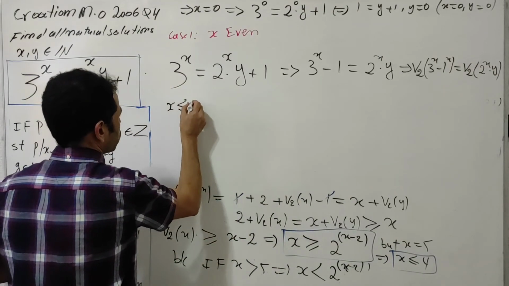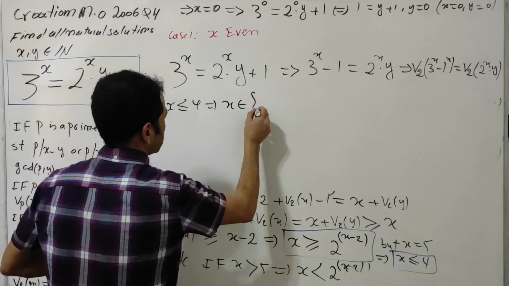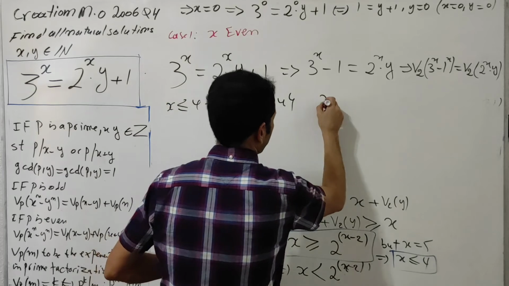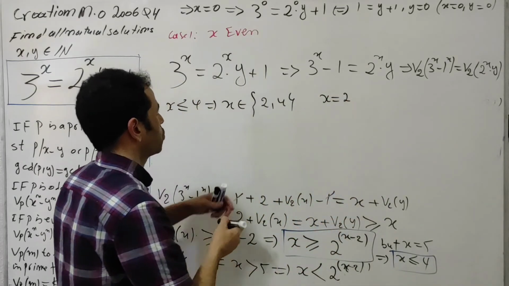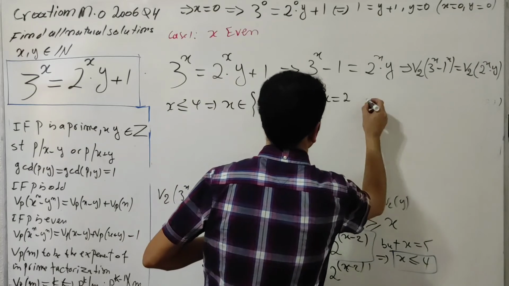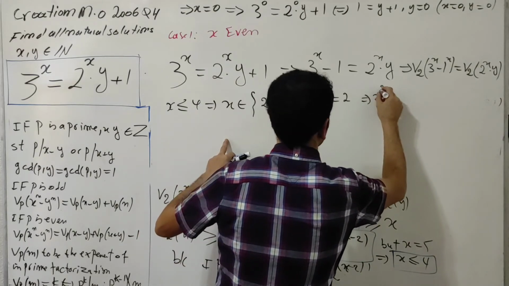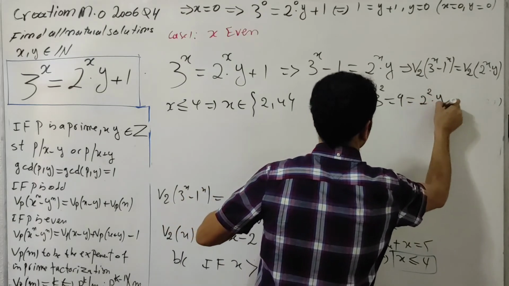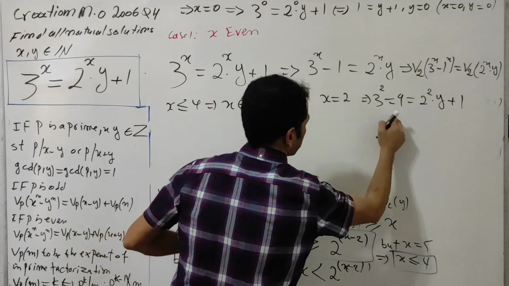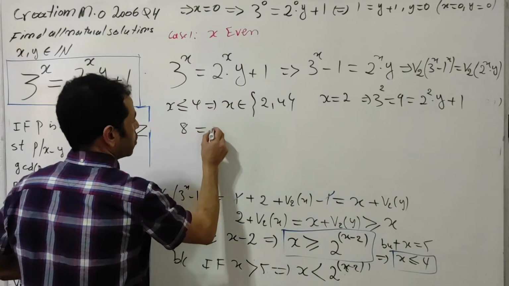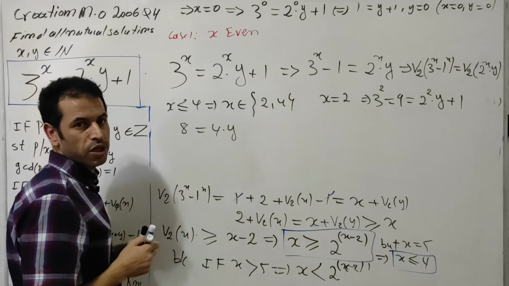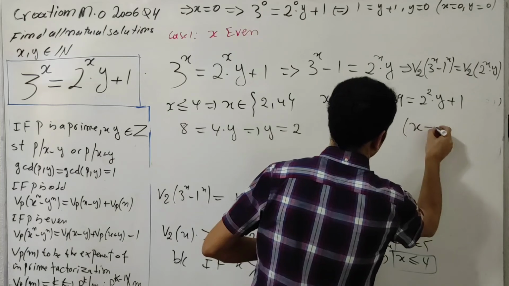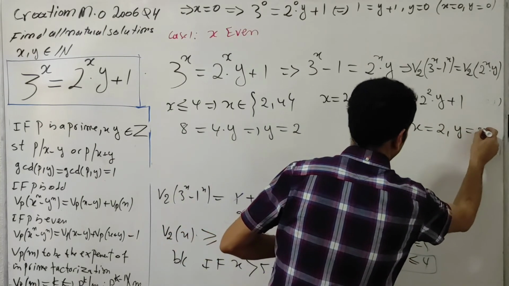Now we have x is inferior or equal to 4. That means x is taking the set 2 and 4, because x is even. If x equals 2, I'm going to replace x with number 2 in the original equation. I will have 3 to the 2, which is 9, equals 2 to the 2 multiplied by y plus number 1. I will take number 1 to the left-hand side. I will have 8 equals 4 multiplied by y. By dividing both sides by 4, we will have y equals 2. Now we have a solution, x equals 2 and y equals 2.